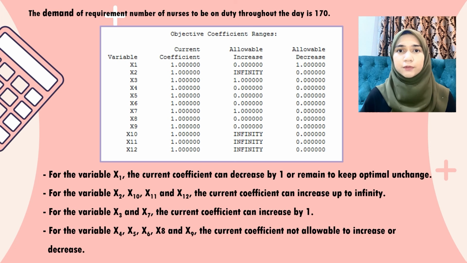For example, for the variable s1, the current coefficient is allowed to decrease by 1, which is 0, or remain at 1, to keep the optimal value unchanged. Next, for the variable x2, the current coefficient can increase up to infinity. Likewise with the variables x10, x11 and x12.